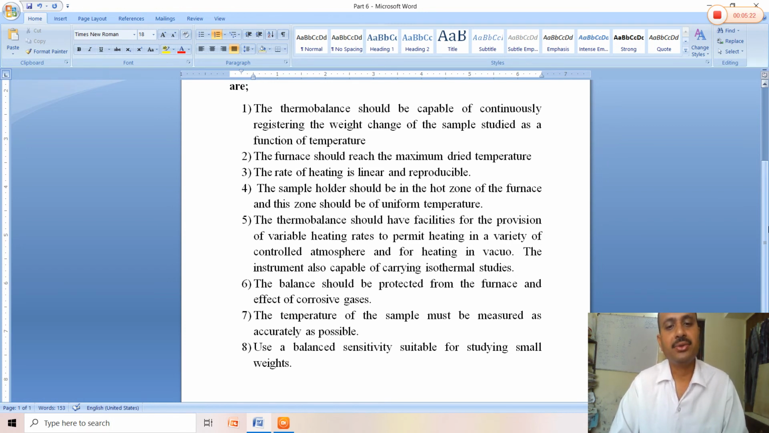Next one is the use of a balance sensitivity suitable for studying small weights. The small weights should be studied accordingly, and these small weights should be provided with suitable balance sensitivity. So these are the 8 conditions which are very important from the point of view of the basic conditions regarding the instruments in thermogravimetry.